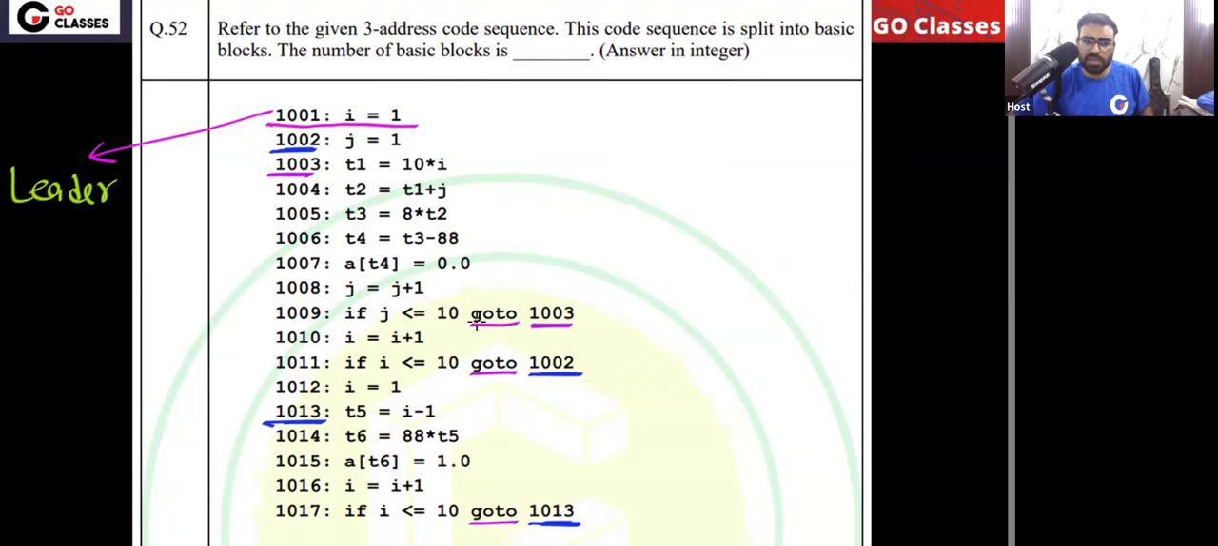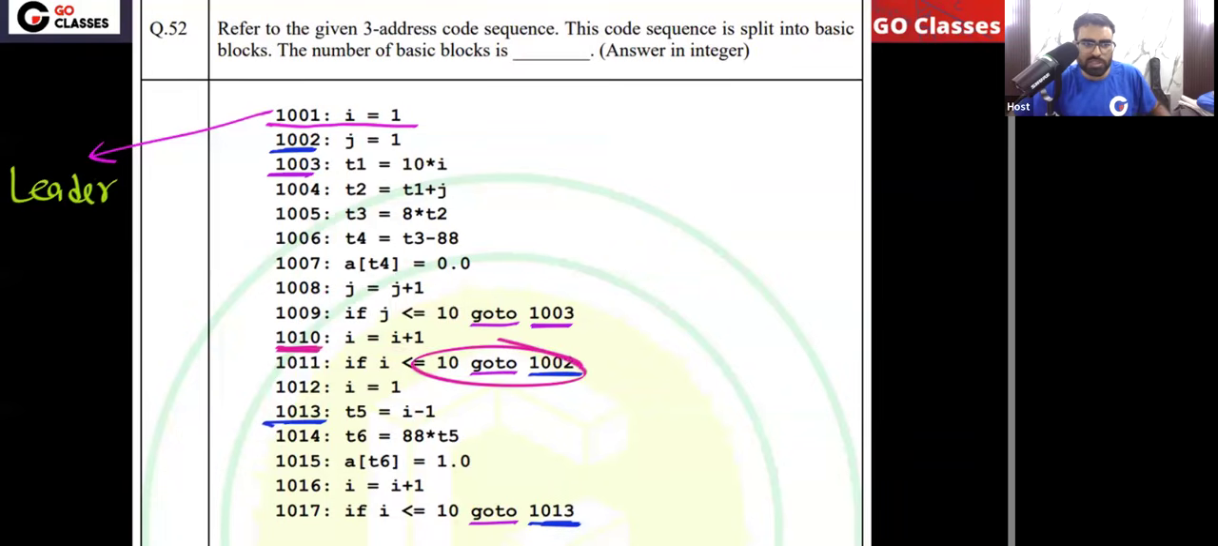You can see rule number 3. For any jump instruction, the next instruction is a leader. So you can see this is the jump instruction. For this jump instruction, remember the next instruction is a leader. So remember this 1010, this is also a leader.